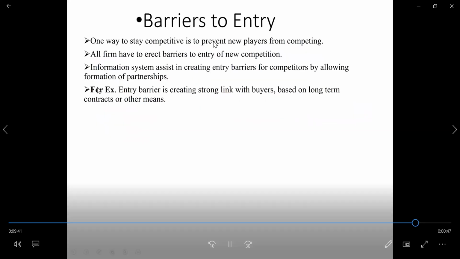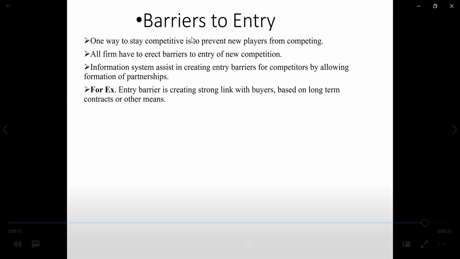Barriers to entry: whenever new players come into the business world and compete, the firm has to erect barriers to the entry of the new competition, to stop them. The barrier is creating a strong link with the buyers based on long-term contracts or other means. So, based on long-term contracts, a business needs to create entry barriers for the competitors by allowing formation of partnerships.